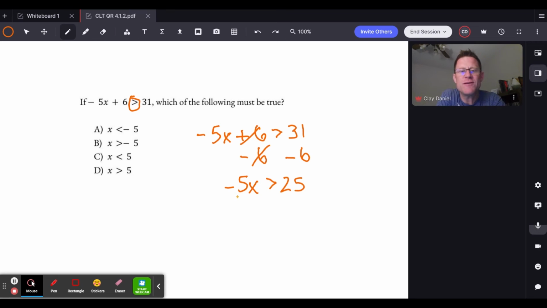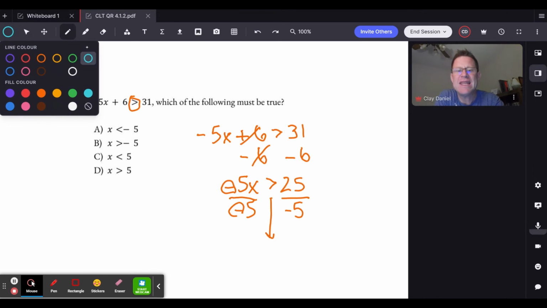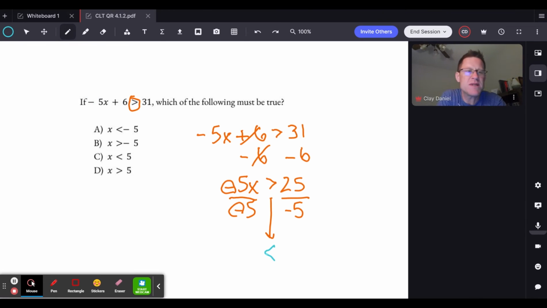So we get to this stage, and our algebra instinct should tell us that we need to divide both sides, not just by 5, but by negative 5, in order to truly isolate x. But when we have this scenario right here, where we are dividing by a negative, in that case, the inequality flips. If you multiply or divide by a negative in an inequality, the direction flips. And so the answer is not x is greater than negative 5. Answer B would be the trap answer here, but rather x is less than negative 5.